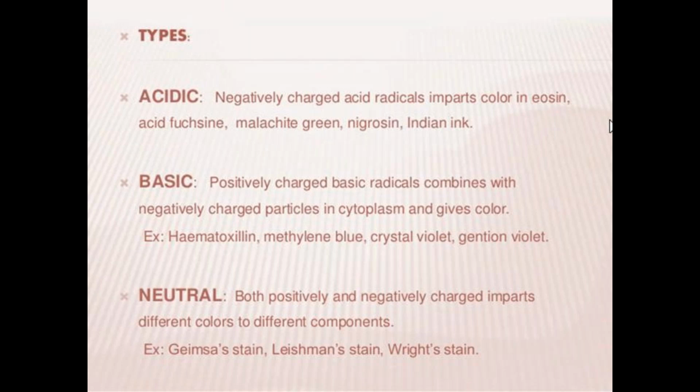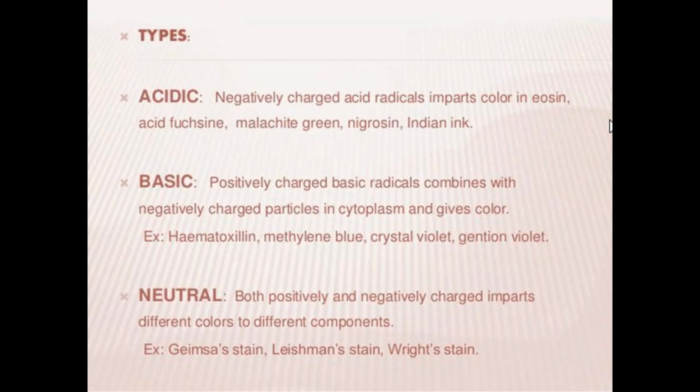Acidic means these contain negatively charged acid radicals. For example, acetic acid is in the form of CH3COOH. When it undergoes ionization, it gives rise to CH3COO minus plus H plus, which gives the negatively charged acid radicals.